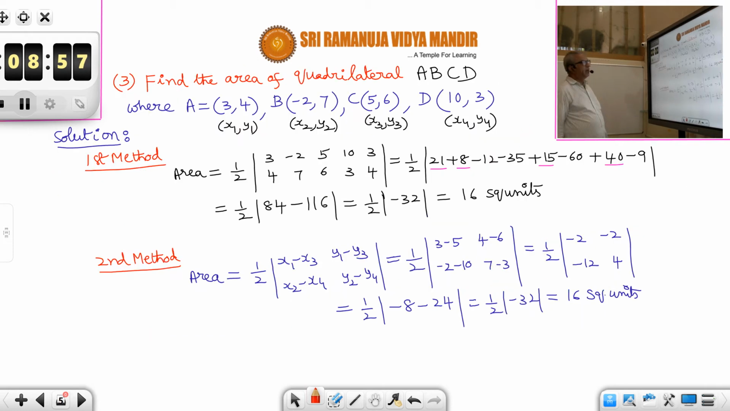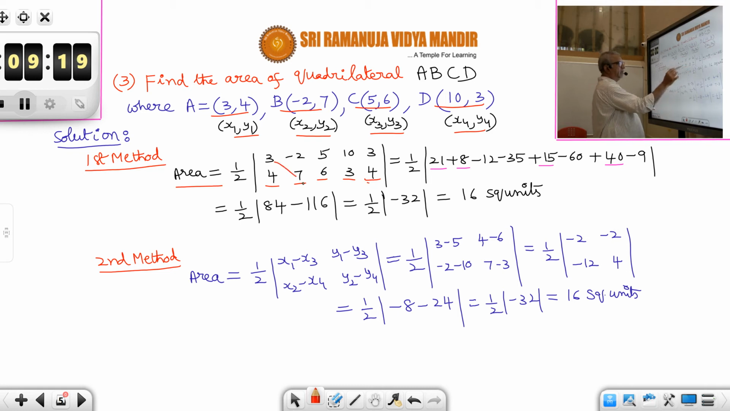Next, find the area of the quadrilateral ABCD. Of course, the 4 points ABCD are given: x1, y1, x2, y2, x3, y3, x4, y4. The first method is half into, first point vertically you have to write, second point, third point, fourth point, again first point. First point you have to repeat at the end. Then expand. 3 into 7, 21. Minus of minus 8, plus 8. Like that you can expand. So you will get half into finally mod of minus 32. Mod of minus 32 is 32. So 16 square units.